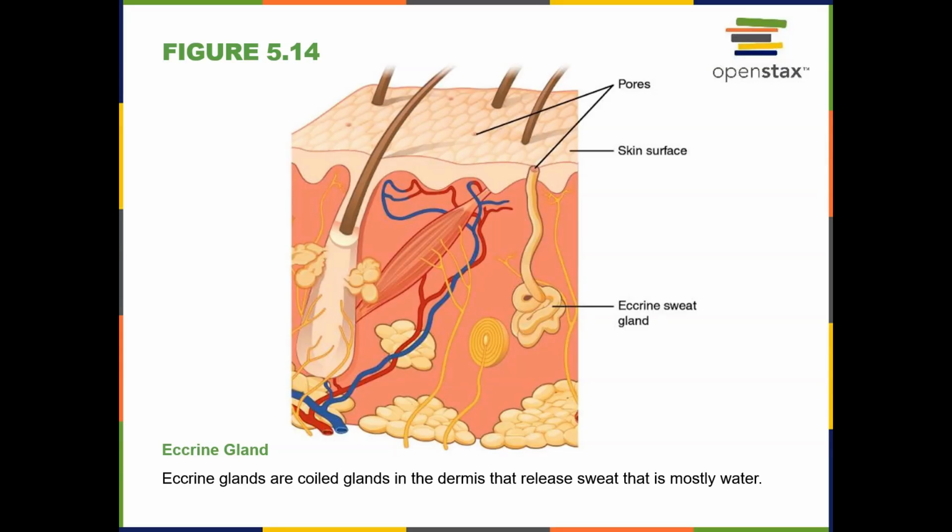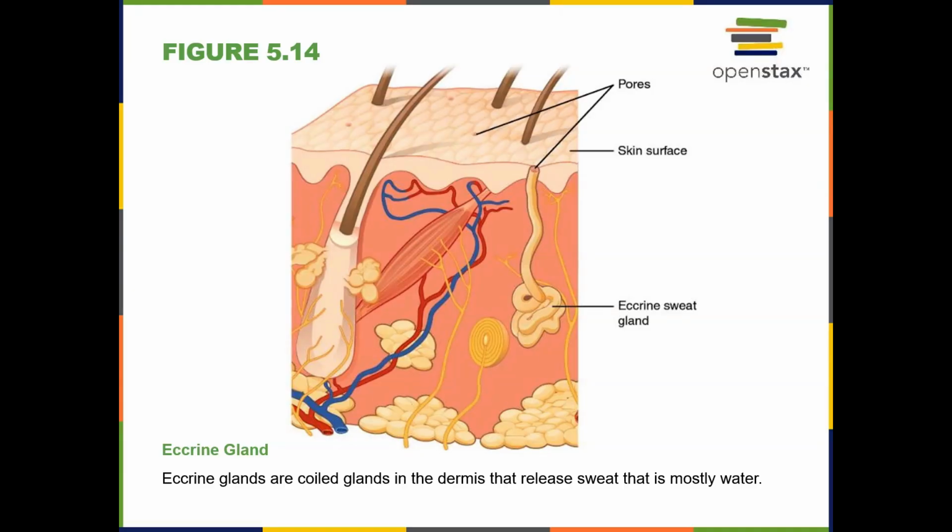They have a coiled tubular structure with a stratified cuboidal epithelium, and the duct opens at the surface of the skin through the epidermis with a pore that opens to the skin surface and releases this water secretion in order to help cool the body down. It's important to call this an eccrine sweat gland in order to distinguish it from another type of sweat gland called an apocrine sweat gland.